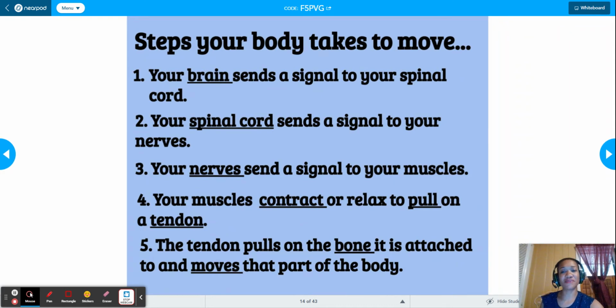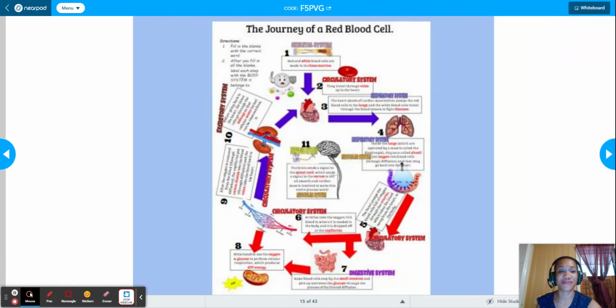Now, these are the steps that the body takes to move. Remember that everything starts out with the brain. The brain receives a signal and it sends that signal to the spinal cord. And then the spinal cord sends the signal to our nerves. Our nerves then send the signals to our muscles, which causes the muscle to either contract or to relax on a tendon. And once it contracts or relaxes or pulls on a tendon, then the bone is able to allow the body to move through the skeletal system.